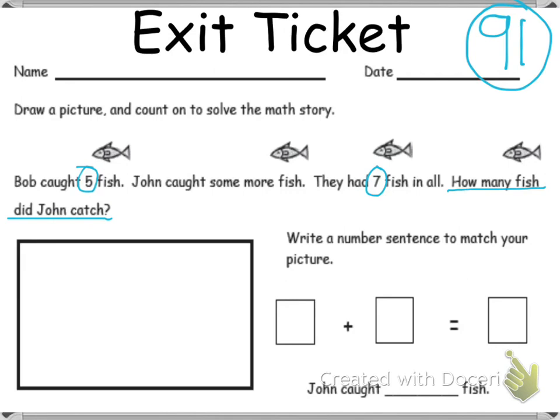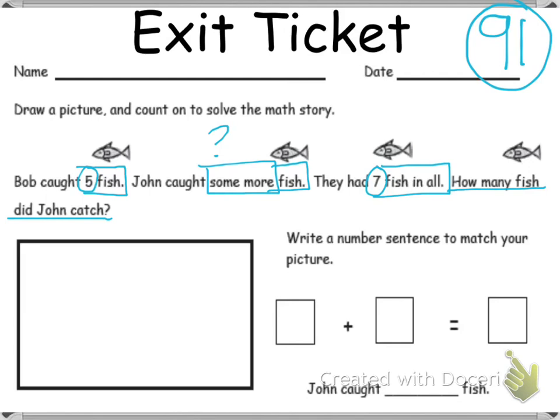I'm sorry. So we know that Bob had 5 fish. I'm boxing in fish. John had some more fish. That is my mystery. I'm boxing in fish. And then they had 7 fish in all. Now we can do our $1 million question. Does the word problem tell us the whole?